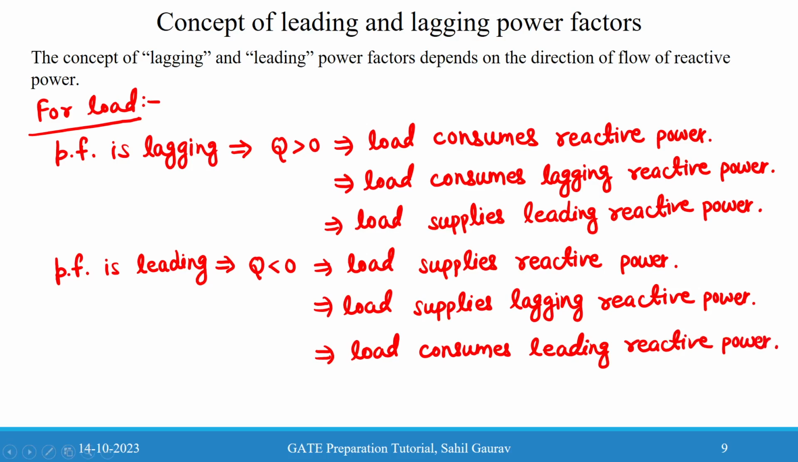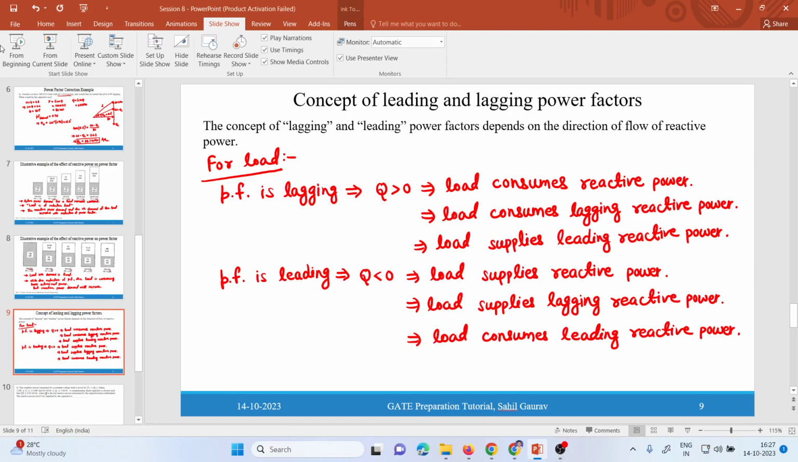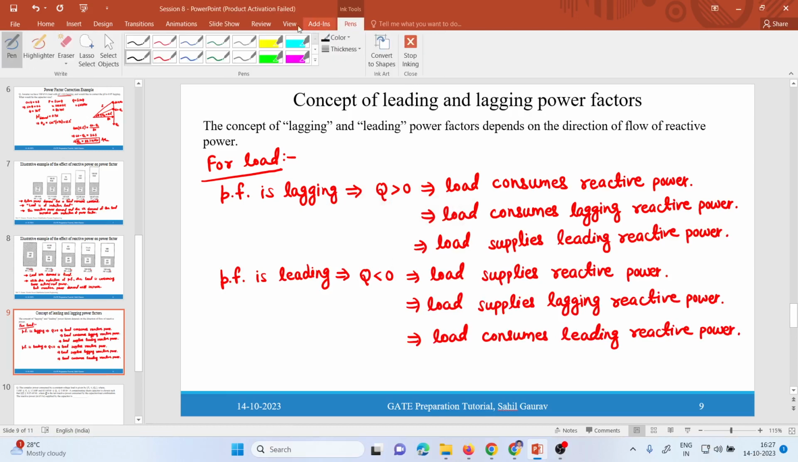So this is the thing. I have written down a step by step. First thing, if you want to remember, just remember the first point and then make other assumptions. This point is very, very important: if Q is positive, then the load consumes reactive power, and other points come from this point only.